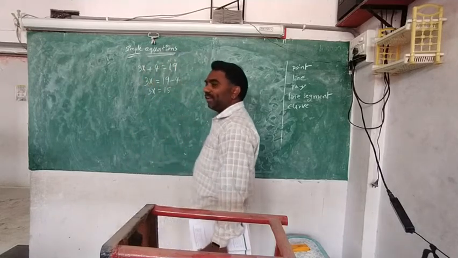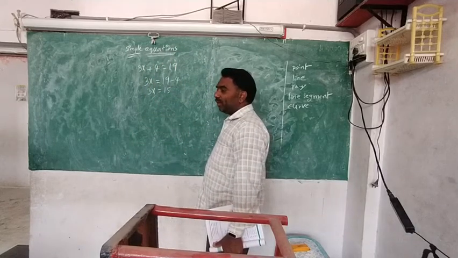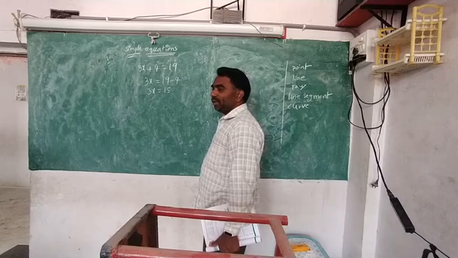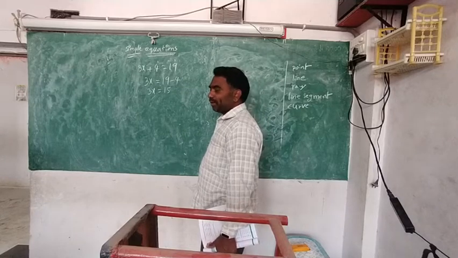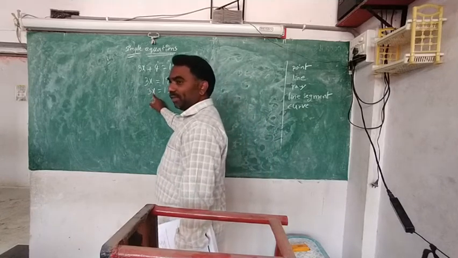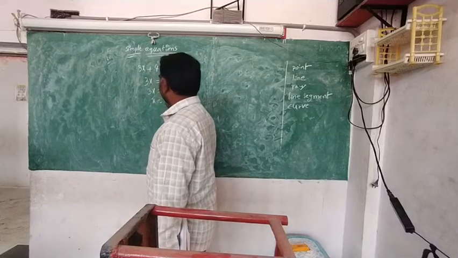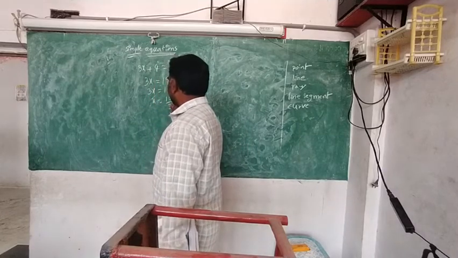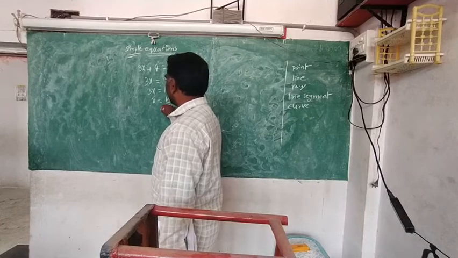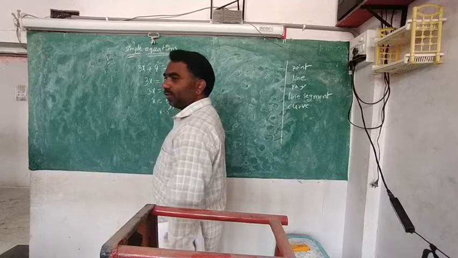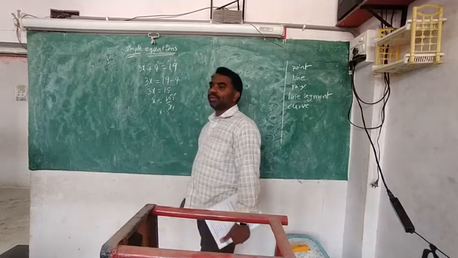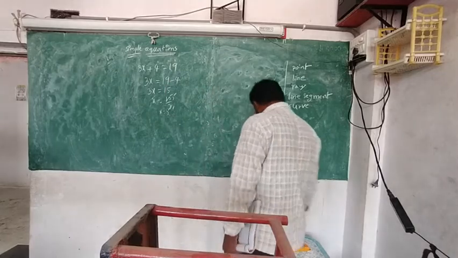Now we will send the 3. What is the 3 doing here? It is multiplying with x. So if you send it, it will divide. So 15 by 3, 3 fives are 15. So x is equal to 5. Very simple, no? Any other doubt?